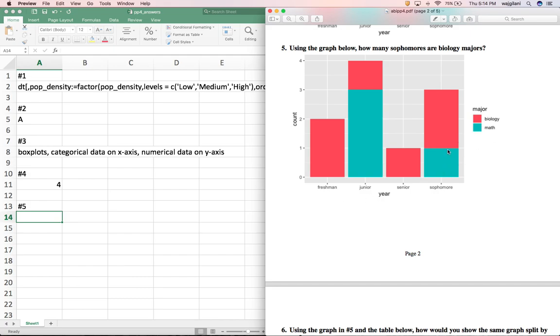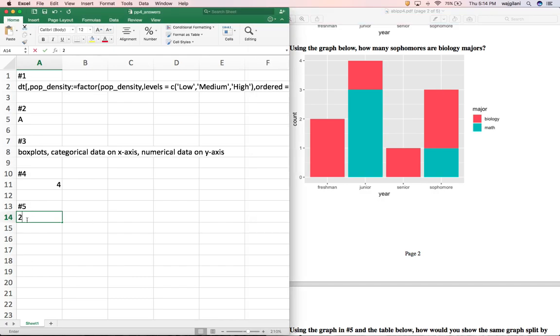But anyway, how many sophomores are biology majors? Here's the sophomores. There's a total of 3 majors in sophomores, but only 2 are actually biology majors. The answer is 2. And that's easy.